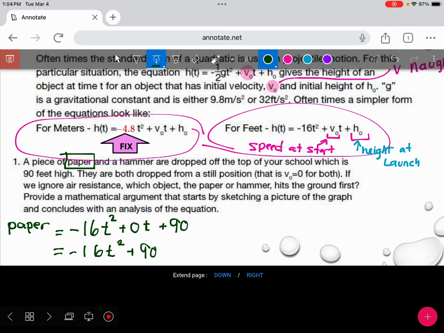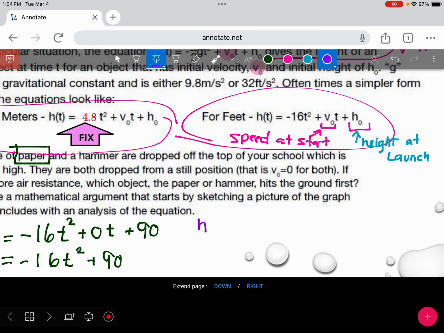Let's do the same thing for our hammer and see what's going on here. So, hammer. Dropping it off the school at the same time. What's going on? What are we going to have? Minus 16t squared. I am still dropping it, not throwing it. So what's going to happen to my middle term? 0. And what's its height at the start, at launch? 90. So what do we notice about these two equations?